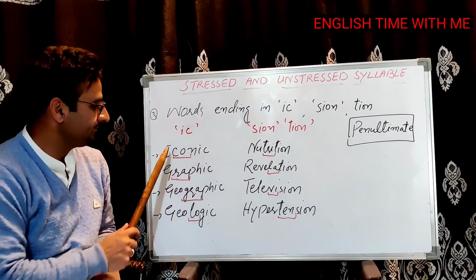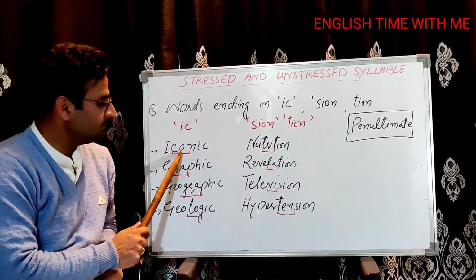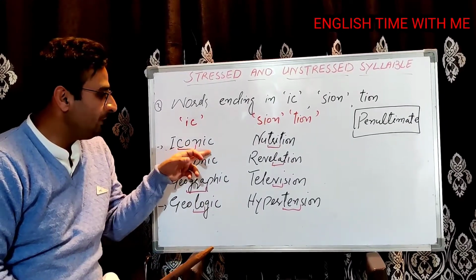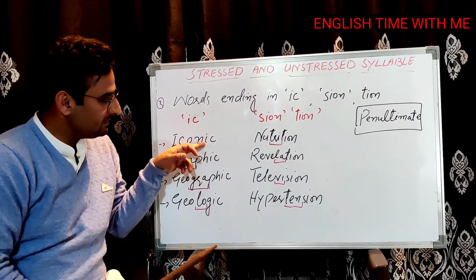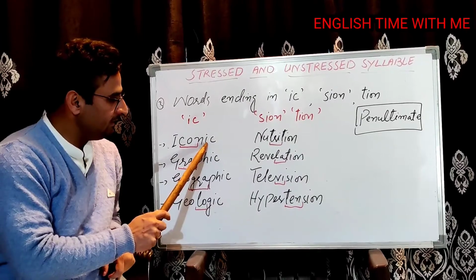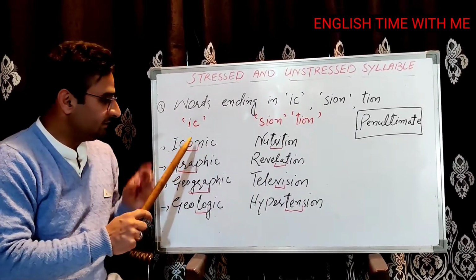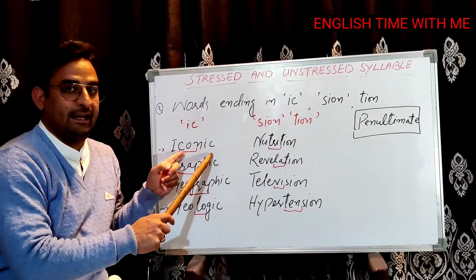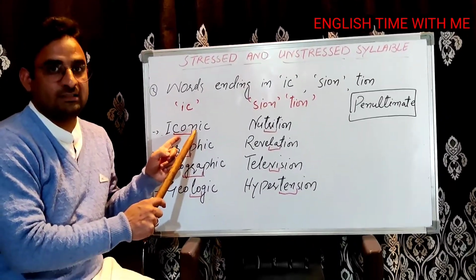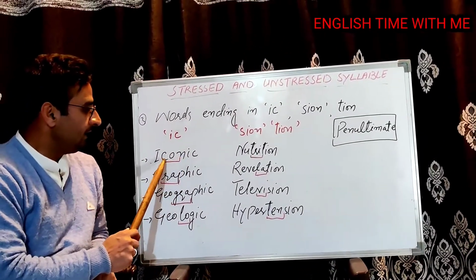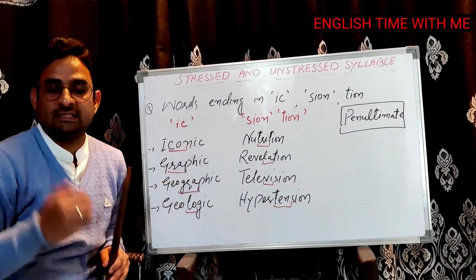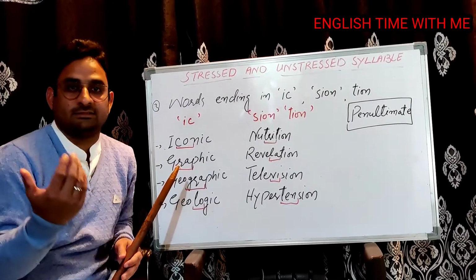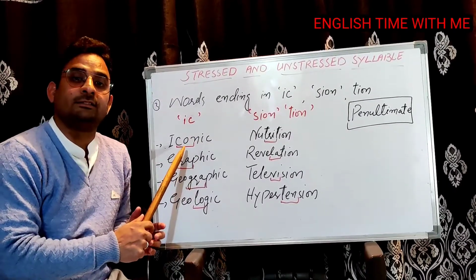Okay, iconic. One is i, co, nic. Three syllables. The last syllable is nic. The second last is co. The stress will be put on the second last. Second from end. That is called the penultimate syllable. The correct pronunciation of this word is iconic, with stress on co. No, the other way is wrong.